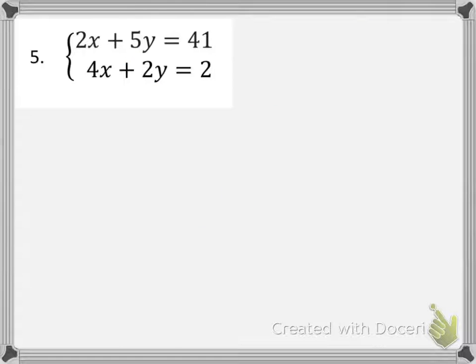Number 5. Both standard form. So let's see, slope is a negative a value, that's a negative 2, over our b value, which is 5. So negative 2/5 for the first slope. Second equation, slope is a negative a value, which is 4, negative 4, and then our b value, which is 2, so this slope is a negative 2.